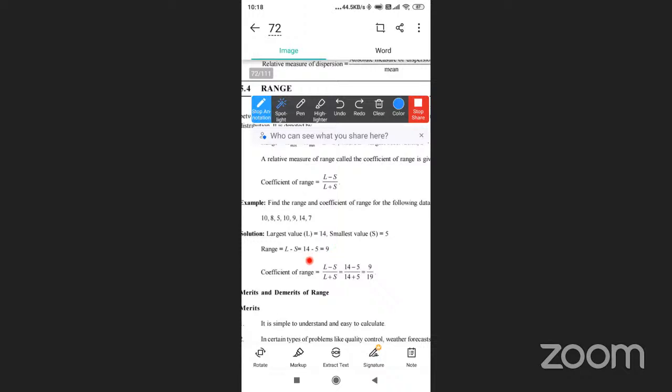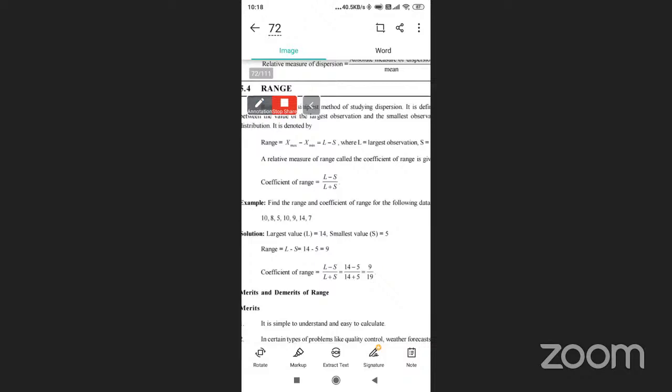Now the second one is the coefficient of range, which is the relative measure of dispersion: L minus S by L plus S. So 14 minus 5 by 14 plus 5 equals 9 by 19. Here they will not ask for simplification, so you can calculate 9 by 19 and get the value. So this is known as range.